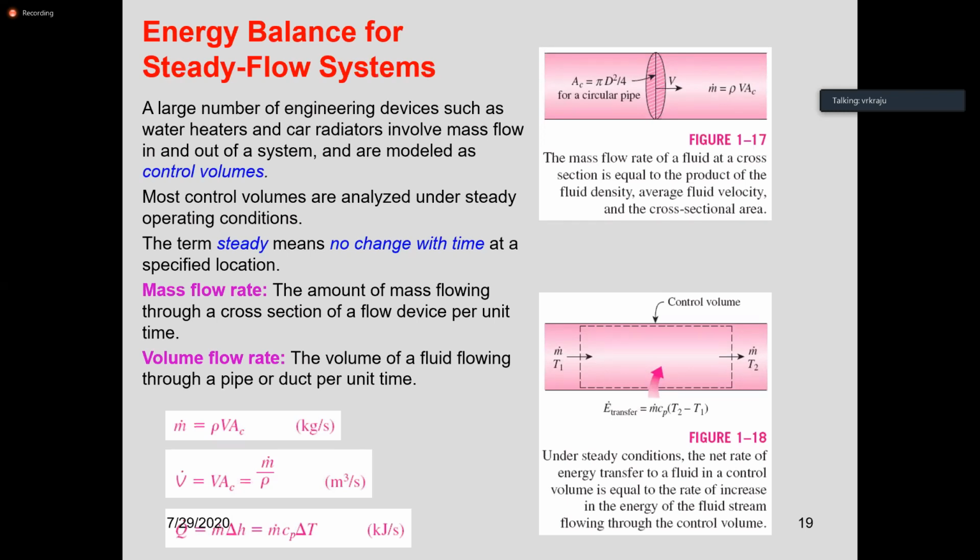So this Q, which is equal to m dot into delta H in the case of an open system, since in the case of a closed system it is m into delta U. But it is an open system, so this is m dot into delta H, because flow work is associated with that. So we can write this Q dot as m dot Cp delta T, since this is an open system.